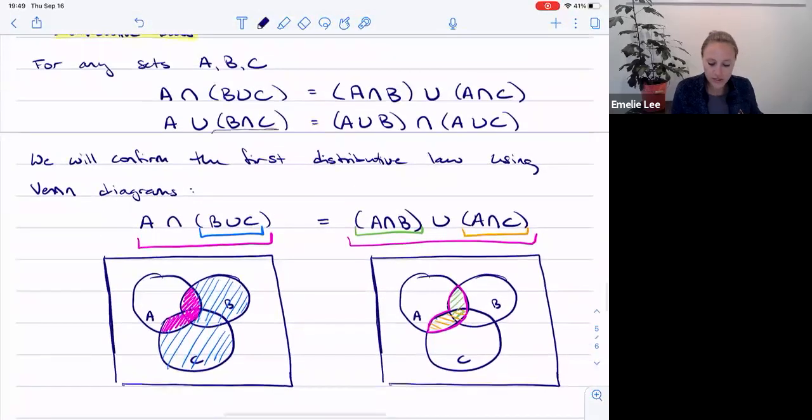Same thing, you could do the same thing for the second statement, but we'll leave it at that. Okay, good.